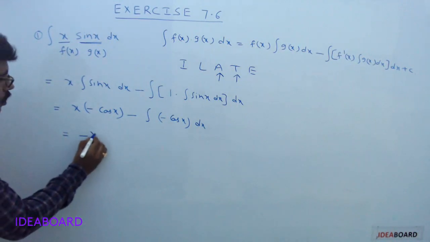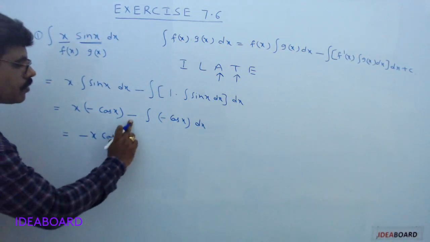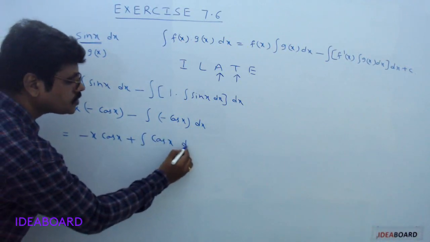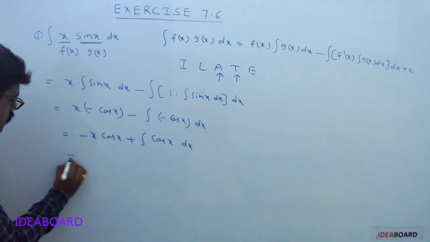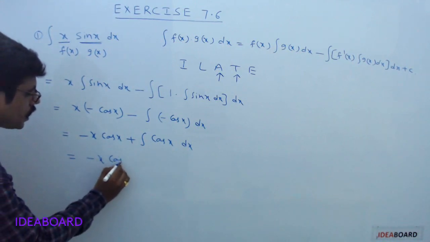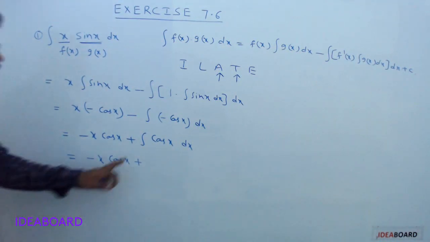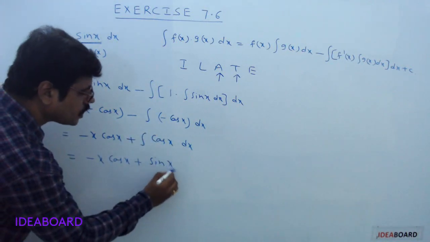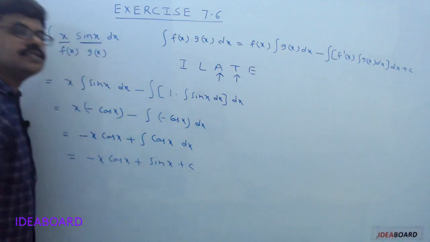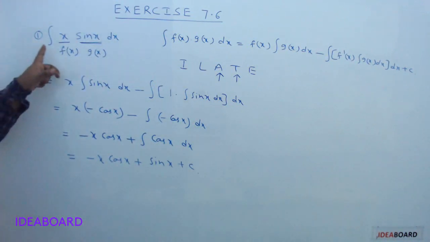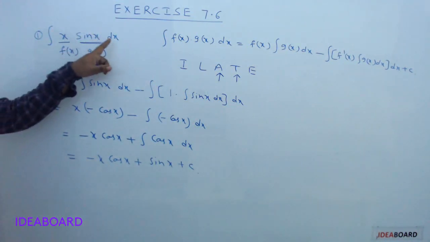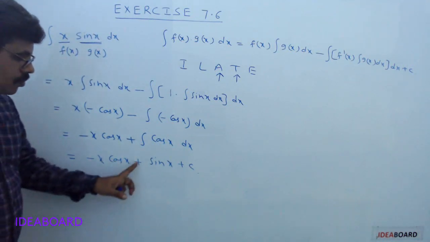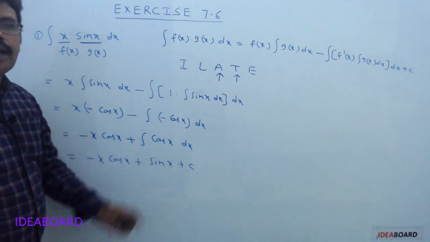Now this equals minus x cos x, minus into minus, plus integral cos x dx. Integral cos x dx is sin x plus some constant c. So therefore, integral x sin x dx equals minus x cos x plus sin x plus some constant c.